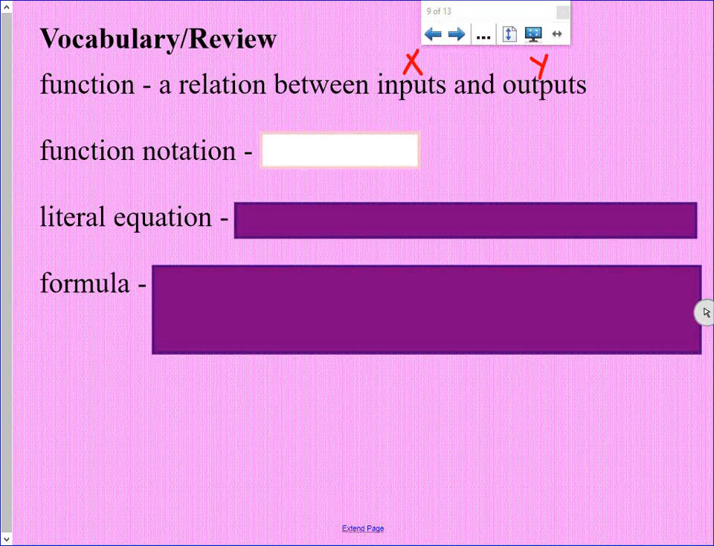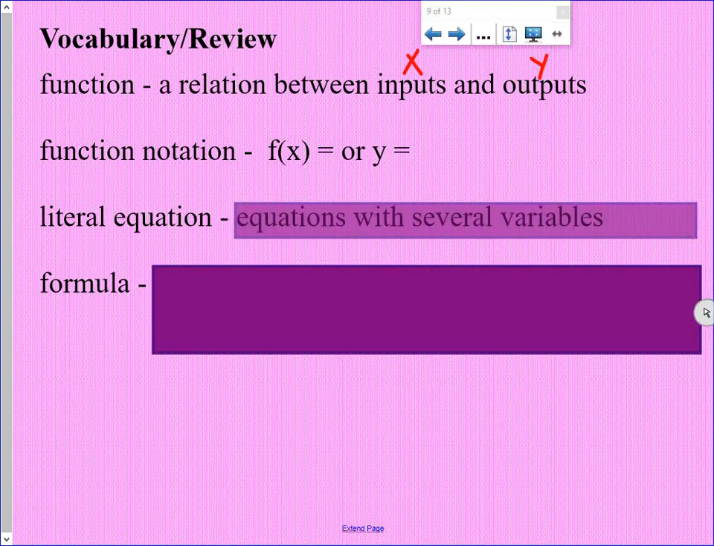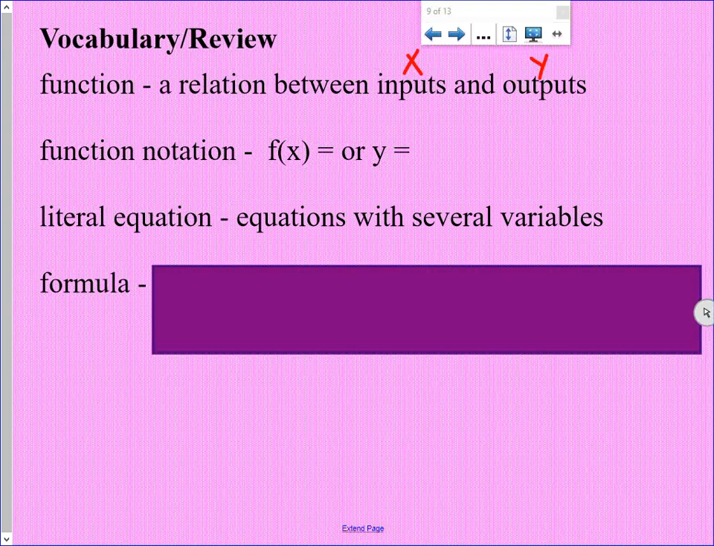Function notation: f of x equals or y equals. So if we want something in function notation, we want it to be f of x equals something or y equals something. Literal equation: an equation with several variables. So that could be y equals mx plus b. It's got lots of different variables.